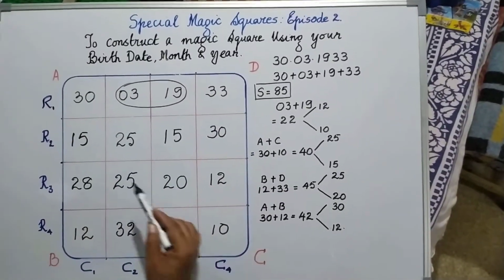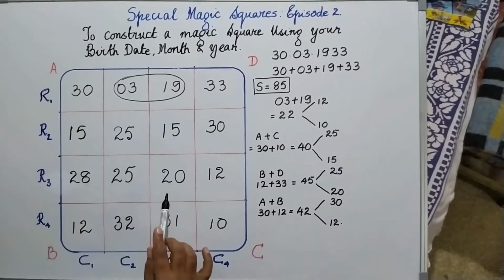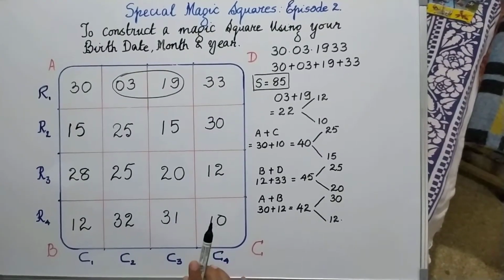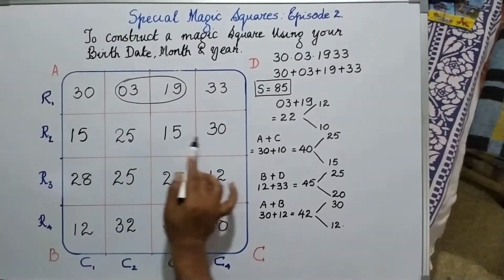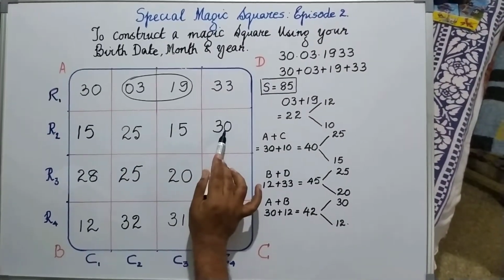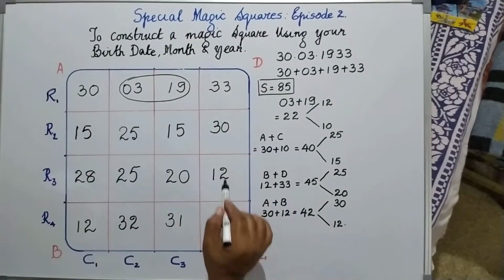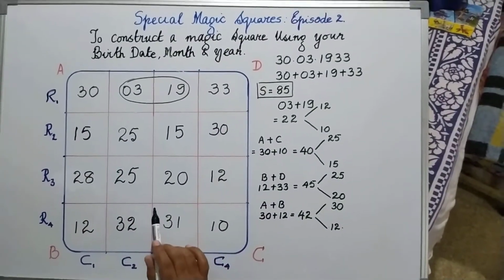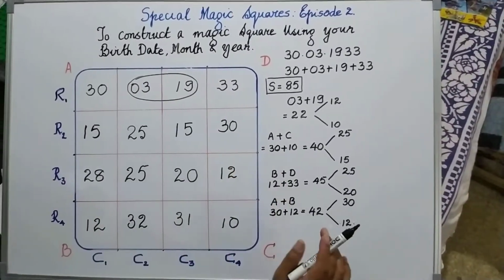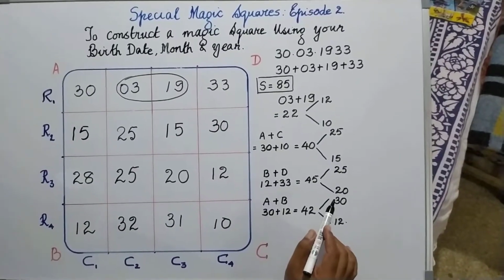On the principal diagonal, 30 and 20, 50, 55, 55 and 20, 75, plus 10, 85. Second row, 15 plus 25 is 40, plus 30 is 70, plus 15, 85. Just try adding up any row or any column or on the principal diagonal or on the secondary diagonal. You will get the sum as 85.